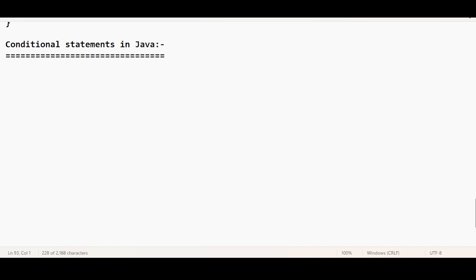What is it? Conditional statements in Java. So when you talk about a conditional statement, a condition will be tested, right? There will be a condition, and that condition will be evaluated or tested. After testing that condition, you may get true or you may get false. Depending upon that, the statement will be executed.